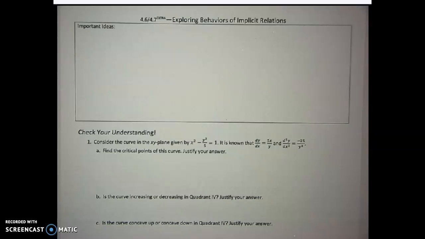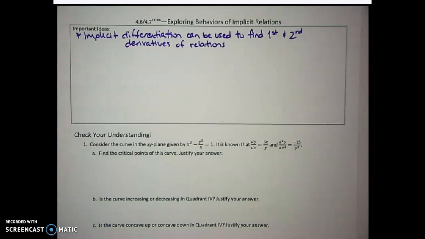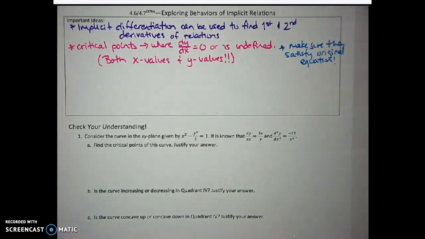So what are the important ideas about behaviors of implicit relations? There's really not anything new here. First of all, implicit differentiation can be used to find the first and second derivatives of any relation or function. Critical values still are going to be the points where the first derivative either equals 0 or is undefined. The only difference is that you are going to possibly have to find x values and y values. Again, don't forget that you have to make sure that they satisfy the original equation and you don't get an undefined relation.